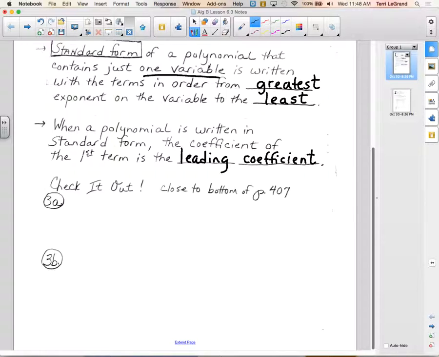Okay? So let's go to those problems close to the bottom of page 407. We're going to do 3A. First of all, let's look and see what the directions are above those. What do they want us to do? Who can read that for us? What are the directions for these? Volunteer?